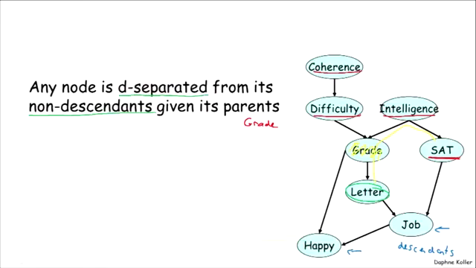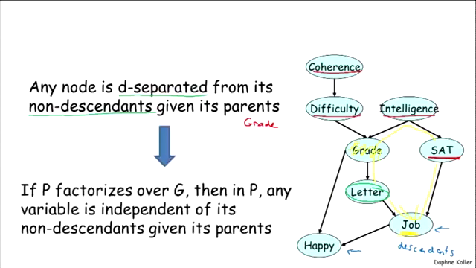So let's look at the trail from SAT through job and up again through letter. Well, is that trail active? No. The reason it's not active is because only grade is observed, and job, since it can't be a parent of letter because it's a descendant, is necessarily not observed, and so neither job nor happy are observed, and so we cannot activate this V structure over here, and so trails that come in from the bottom don't work either. And so again, this is a proof by demonstration, but it shows the general property in a very simple way.